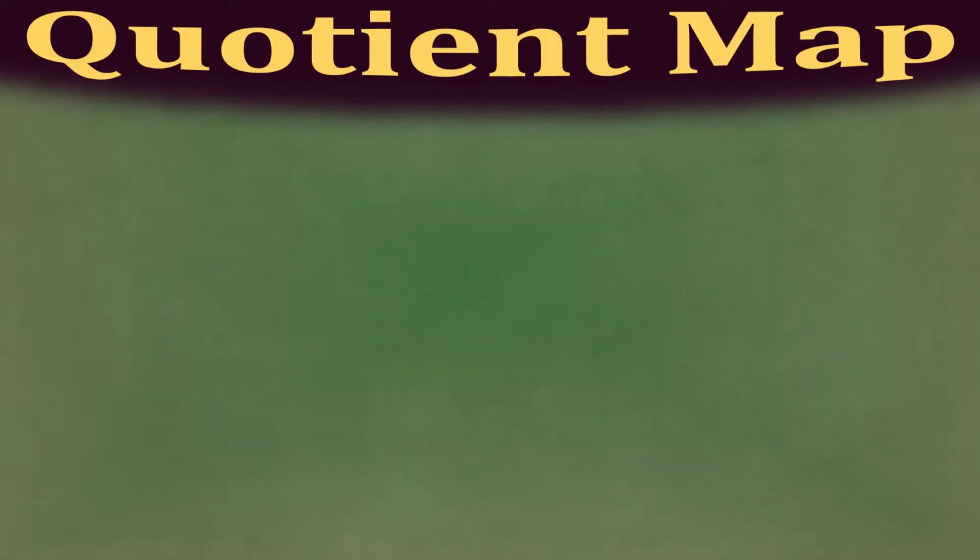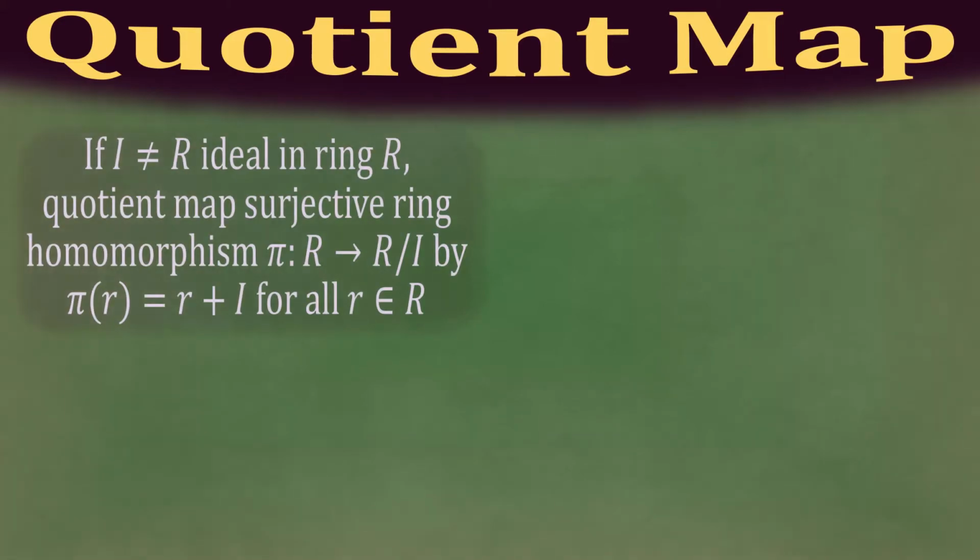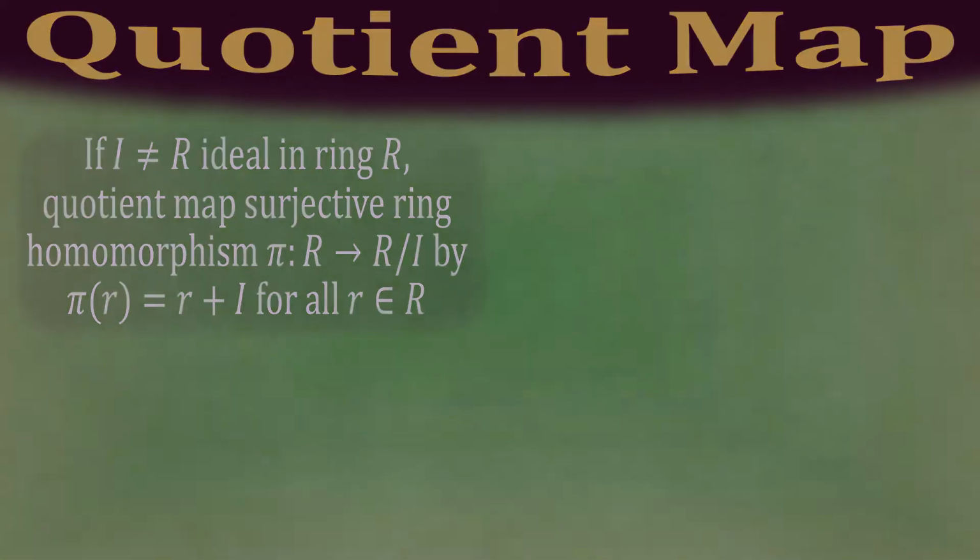Next, let's define the quotient map. If I not equal to R is an ideal in a ring R, then the quotient map is a surjective ring homomorphism pi from R to R over I, defined by pi of r is equal to r plus I for all r in R.